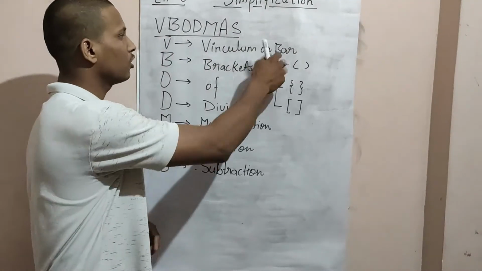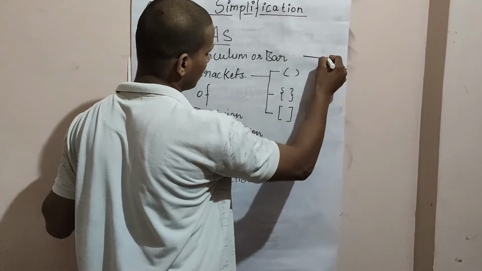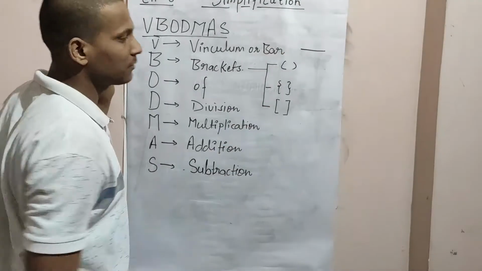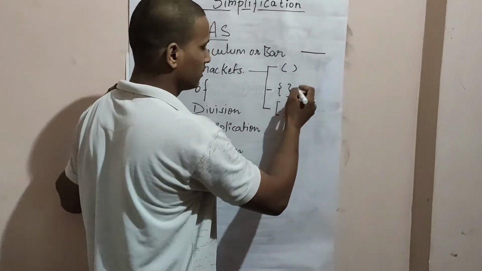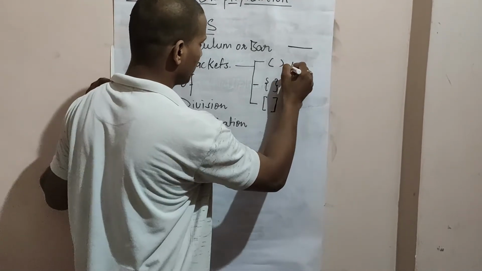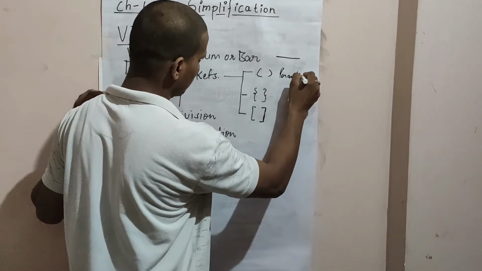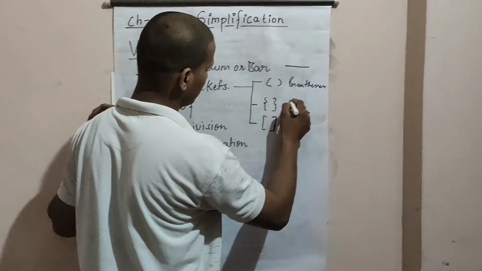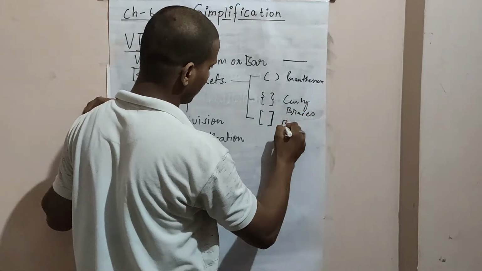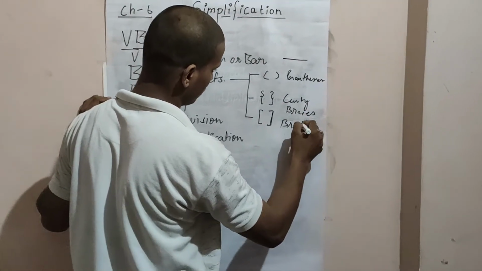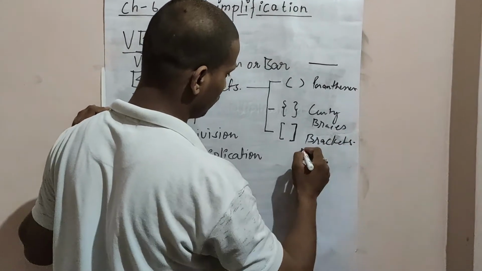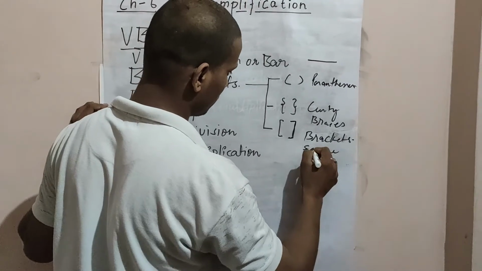Basically, V is vinculum or bar. That's supposed to be this sign, bar. Next is B for brackets. There are three types of brackets: small brackets, curly braces, and square braces. This is called parenthesis. This is curly braces, and this is brackets, or you can also say square brackets.